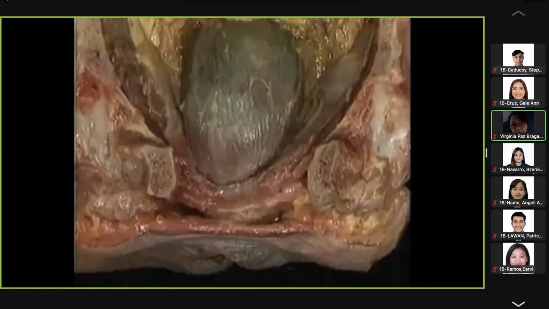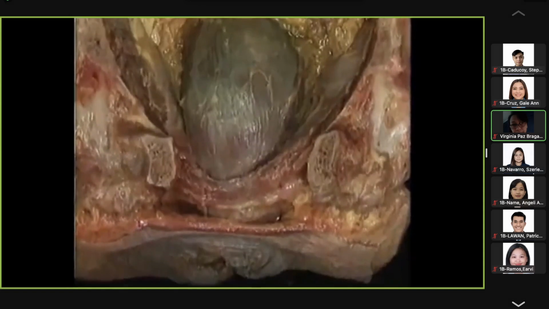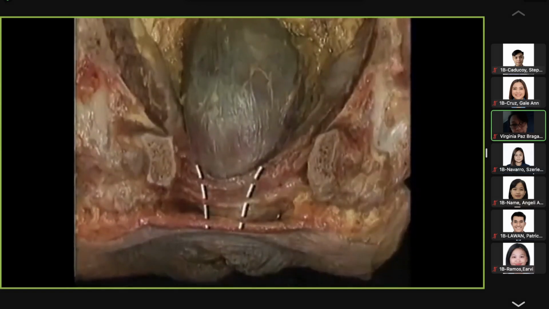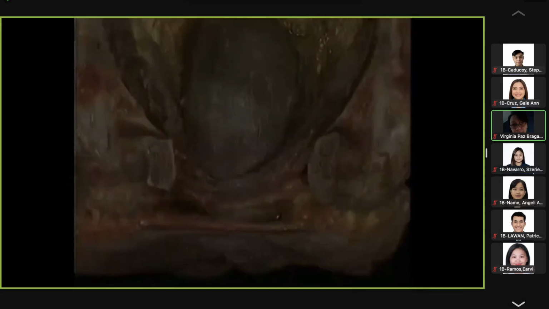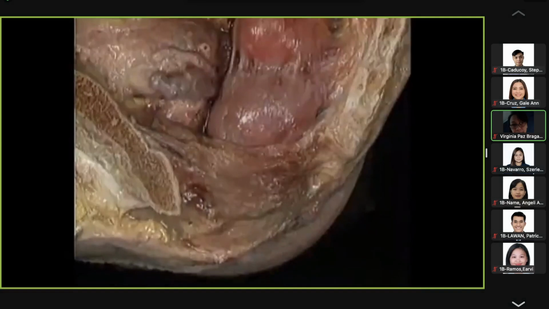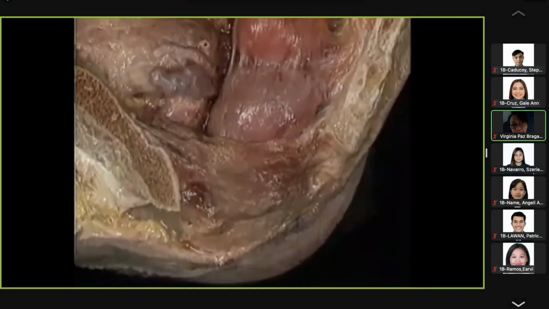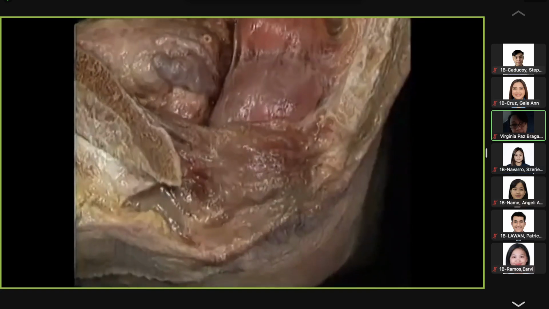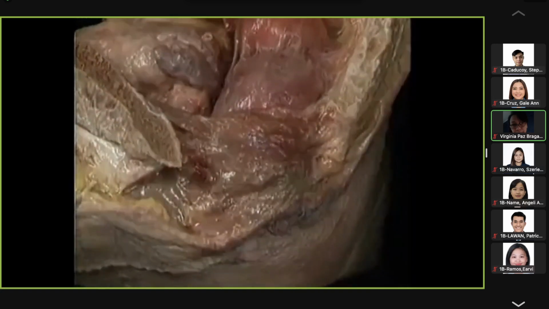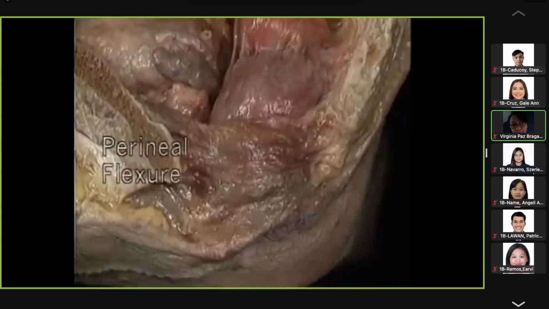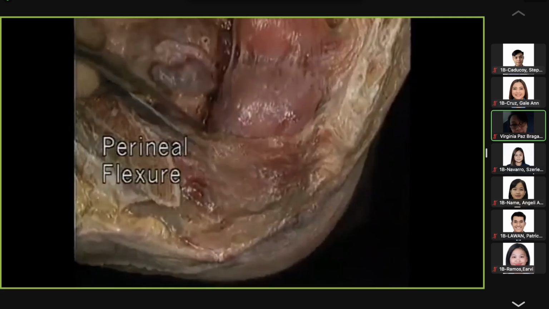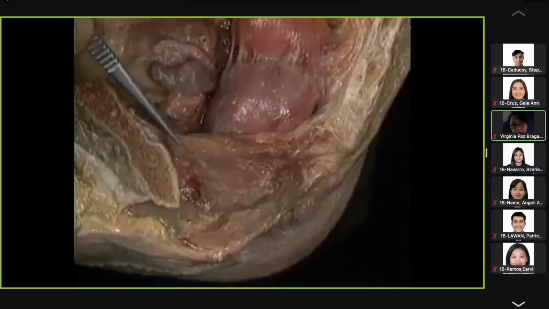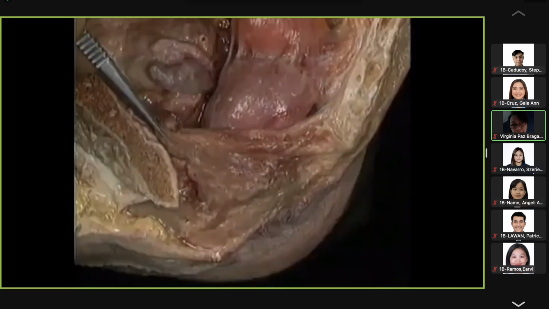As the rectum passes through the pelvic diaphragm, it becomes continuous with the anal canal, which ends here at the anus. The lower end of the rectum runs downwards and forwards. The anal canal runs downwards and backwards. The angulation between the rectum and anal canal, the perineal flexure, is maintained by the forward pull of the puborectalis part of the levator ani muscle.